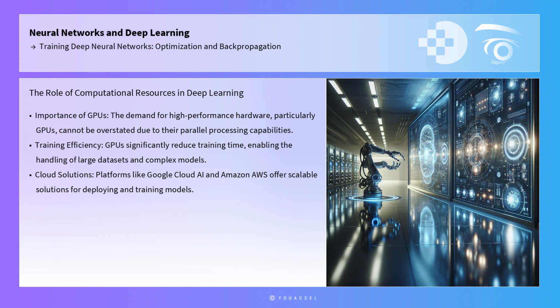Cloud-based platforms like Google Cloud AI and Amazon AWS offer scalable solutions for deploying and training models, providing access to powerful computing resources without the need for substantial upfront investment in hardware.